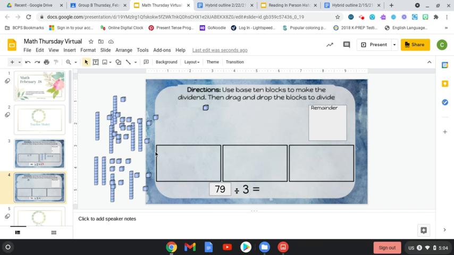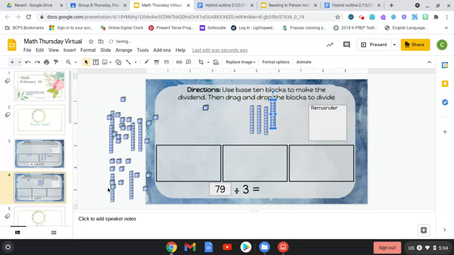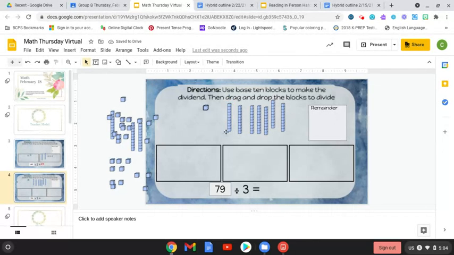So I'm on slide number 4, and this is 79 divided by 3. What I would do is model 79 up here, and the reason it's divided by 3 is that you have 3 boxes you're going to split it into. So I'm just going to go 1, 2, 3, 4, 5, 6, 7. Okay, so that's 70, and now we're going to do 9.